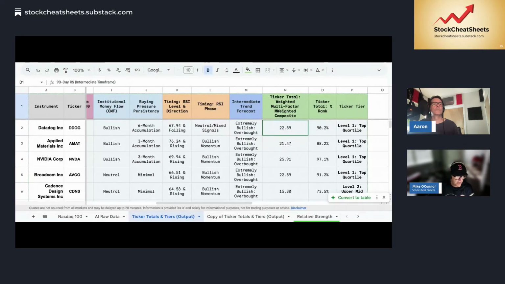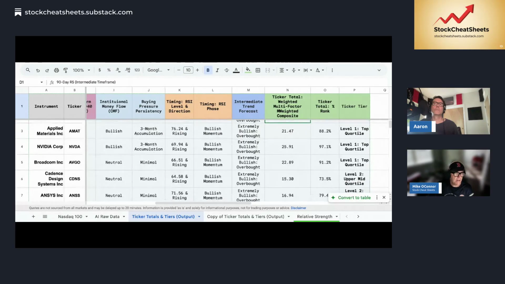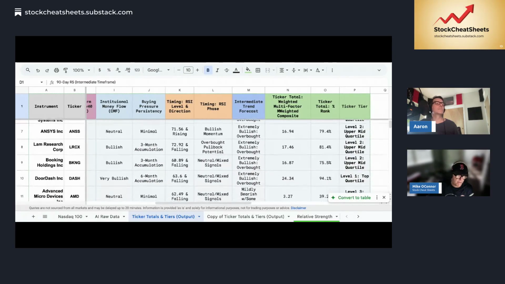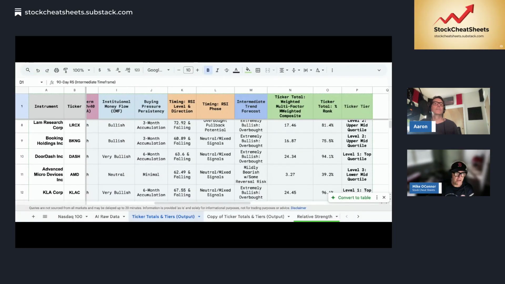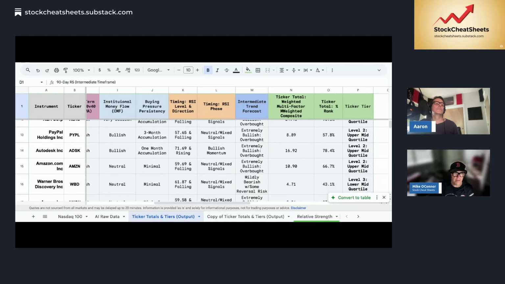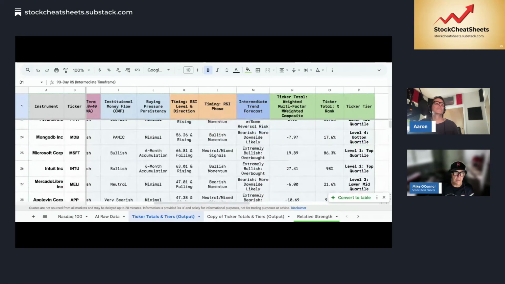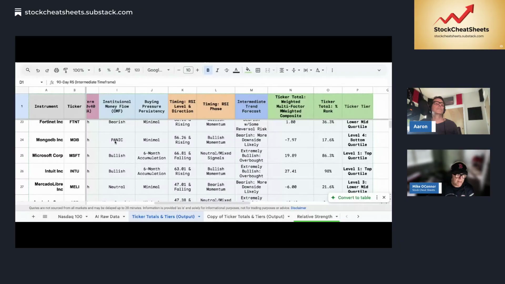There's very bullish. Actually, you know what? I added a little zhuzh to this. We have very bullish, very bearish, bullish, bearish, neutral, and then we have 2 other metrics. Let's see if I can find them here. Here we go. A money flow score of less than negative 0.3. I don't just call it very bearish, I call it panic. So severe institutional distribution.